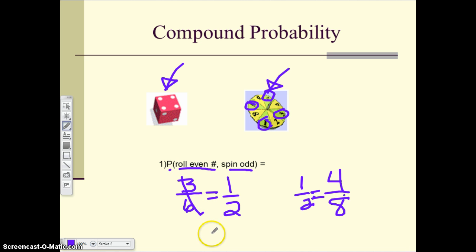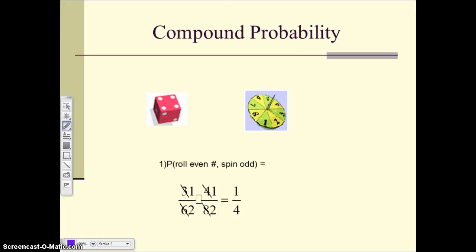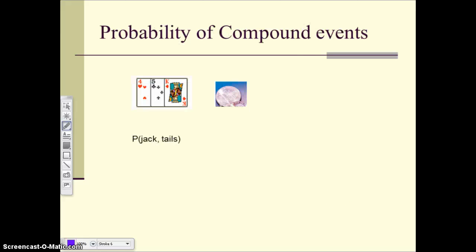So the probability of rolling an even number is 1/2, and the probability of spinning an odd number is 1/2. To find out the probability of rolling an even number and spinning an odd number, we multiply them together. 1/2 times 1/2 is equal to 1/4, or a 25% chance of having both of those occur. The math is done nice and even if you wanted that.